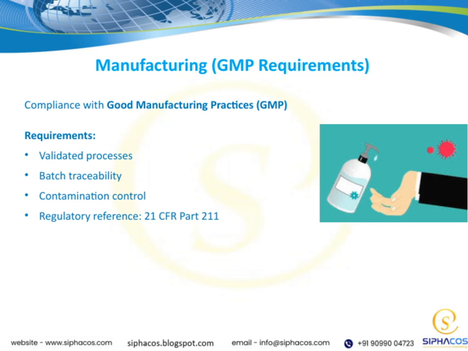Next, batch traceability is crucial. We must be able to track every batch of product from raw materials through to finished goods. This transparency helps us quickly identify and address any issues that might arise, ensuring safety and compliance.